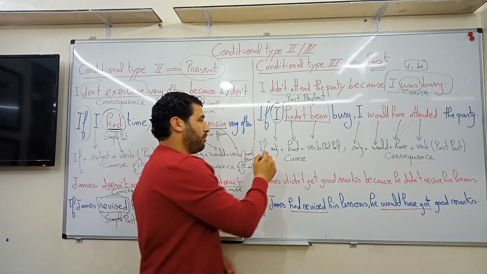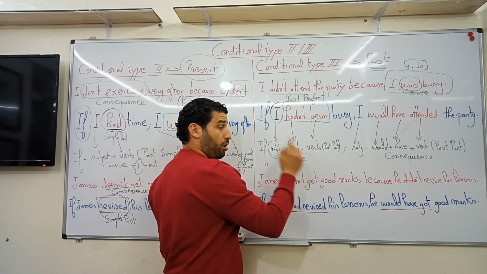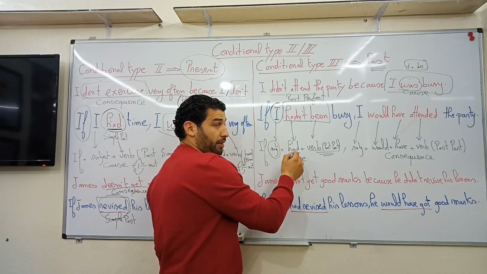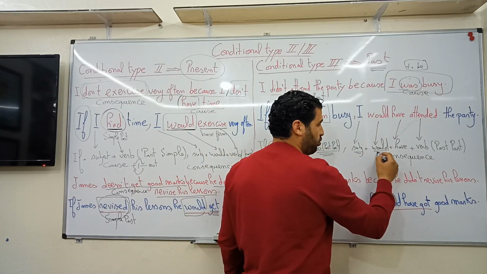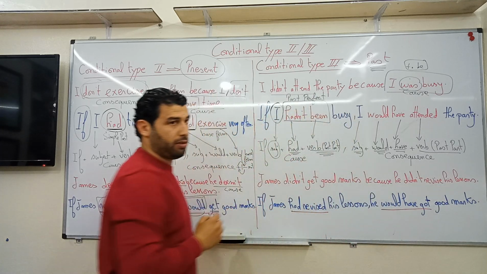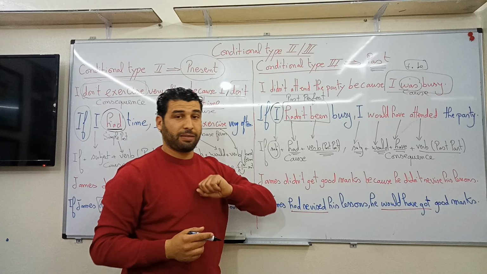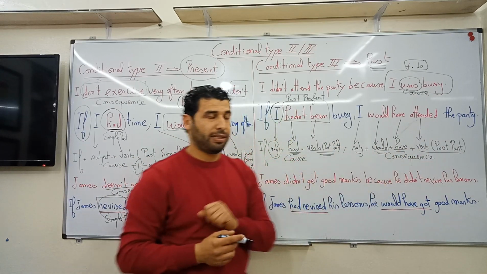Right? So what's the rule then? If plus subject plus had, and always had, plus verb in past participle. Sometimes had or hadn't. Right? Then subject plus would plus have plus verb in past participle. I repeat again, if plus subject plus had plus verb in past participle. Subject plus would plus have plus verb in past participle.